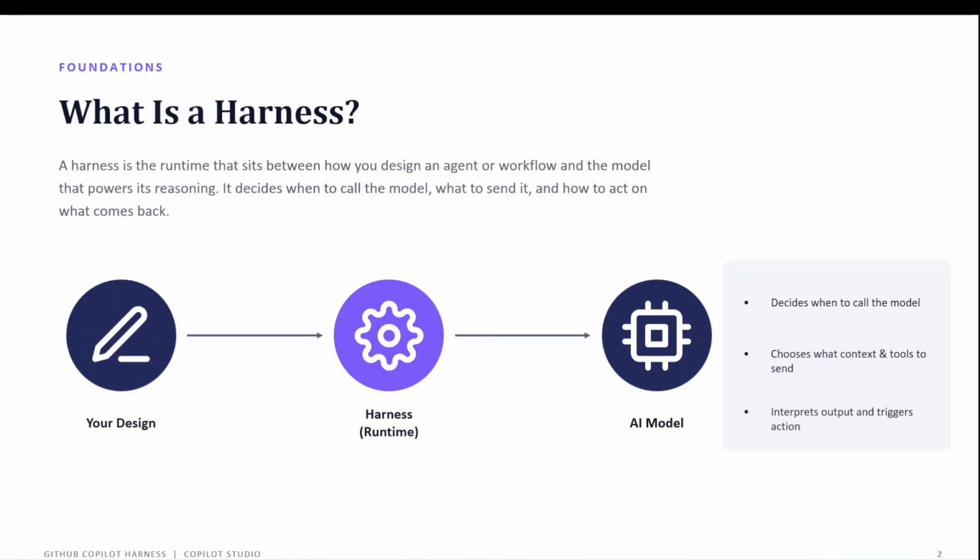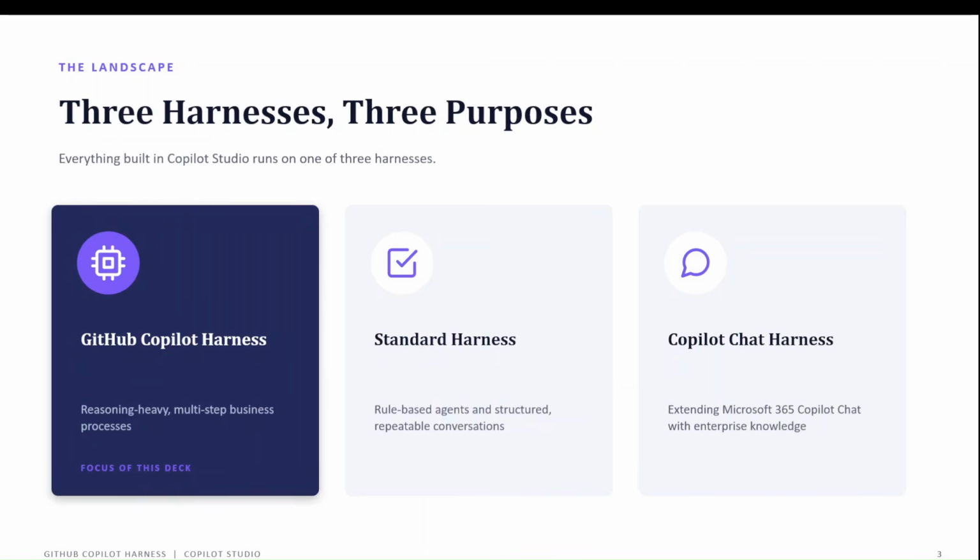A harness is the runtime that sits between how you design an agent or workflow and the model that powers its reasoning. It decides when to call the model, what to send it, and how to act on what comes back. So if this is your design and this is your AI model, harness is the middle layer. It decides when to call the model, chooses what context and tools to send, and it interprets outputs and triggers action. And this GitHub Copilot harness is the strongest one which you have for your Copilot Studio agents which you're going to build.